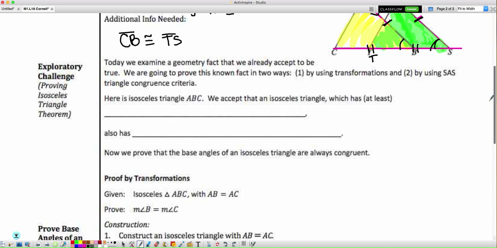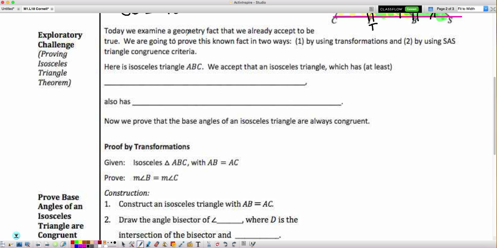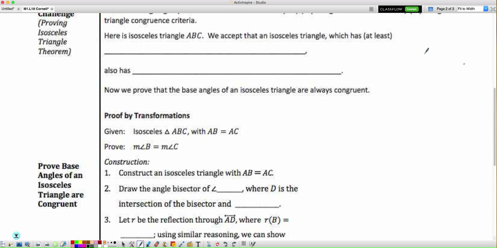So going on to this next exercise, it says we will examine a geometry fact that we already accept to be true, but we're going to prove this fact in two different ways. We're going to use transformations and we're going to use SAS congruence criteria. So in this space below, let's take a minute and construct a triangle ABC. So an isosceles triangle ABC. So how would I do that?